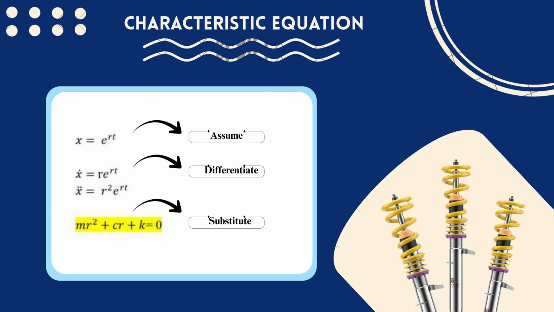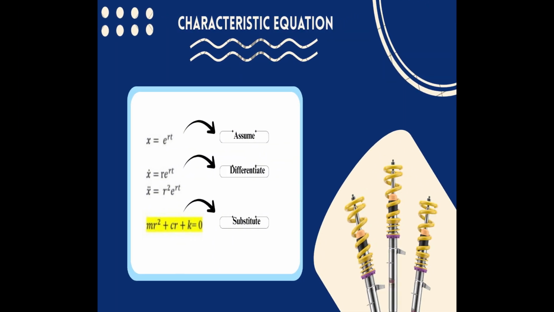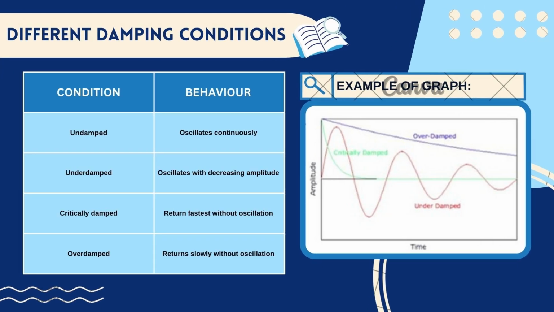According to lecture 13, we solve the second order differential equation by assuming the solution has the form x = e^(rt). After differentiating and substituting into the governing equation, we obtain the characteristic equation mr² + cr + k = 0. The roots of this equation determine the behavior of the suspension system. The characteristic equation determines the damping condition of the system.